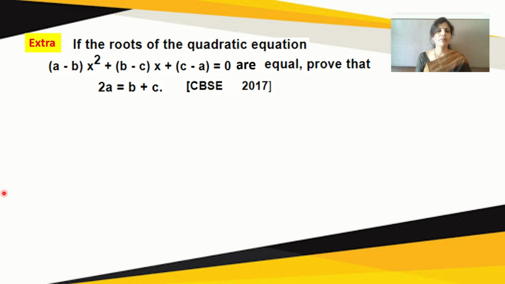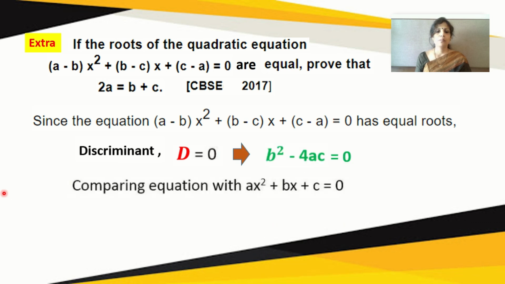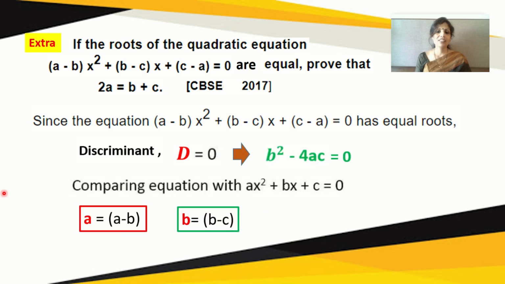That is b square minus 4ac is equal to 0. We have the values here. If we compare it with the standard form, a is a minus b, b is b minus c, and c is c minus a. Now let us substitute these values of a, b, c into the discriminant and let's check out.